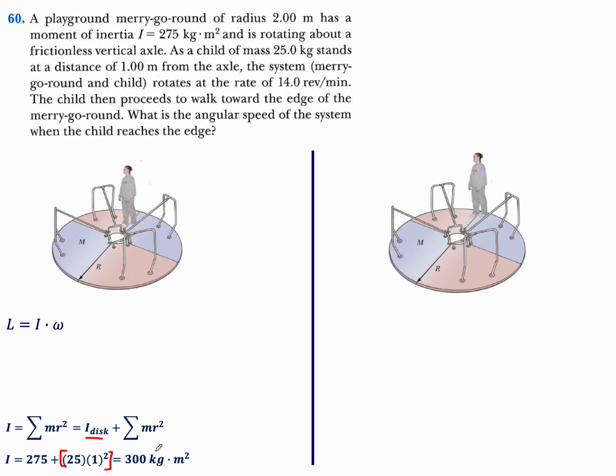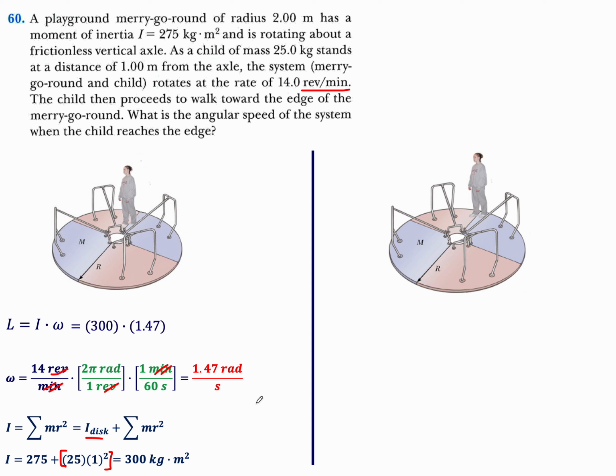We also need to figure out omega. They gave it to us in revolutions per minute, not friendly units. Eventually, I assume we want the angular speed in radians per second. So converting here, 14 revolutions per minute, 2 pi radians in each revolution, and 1 minute is equal to 60 seconds. If you divide that out, you get 1.47 radians per second as the initial angular velocity of the system. Plugging in our numbers now, we know the rotational inertia is 300 from down below. We know omega is this from right here.